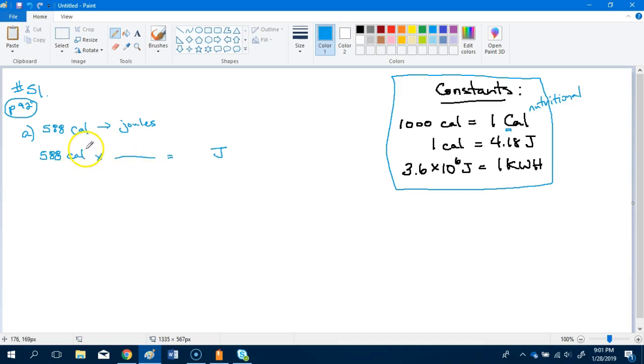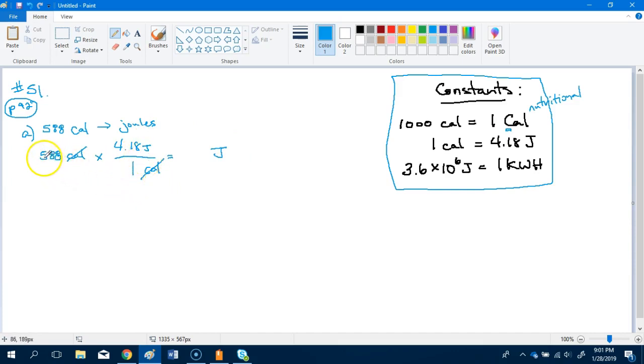Basically what you're trying to do is you're trying to cancel out the calories so you only have joules left, and in order to do that, your unit has to be on the bottom so that the two units cancel out. That's sort of the trick to remember, that if you're going to cancel out the units, they have to be on the bottom. So that means it's going to be 1 calorie on the bottom and 4.18 joules on the top. So when I cancel out my calories, all I have left is joules on the top, which is what I have here.